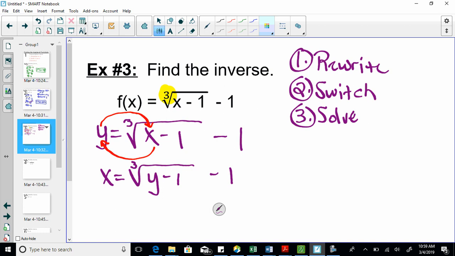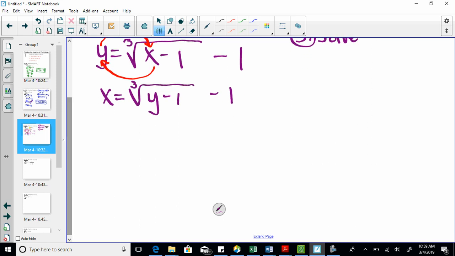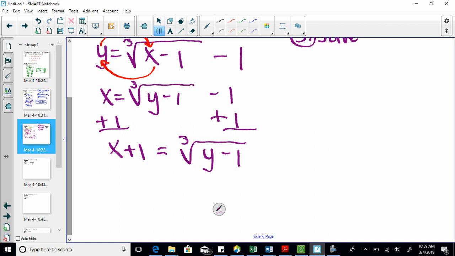And now the last step, number 3, we solve for y. So to solve for y, the first thing I do is move the 1. So we have to add 1 to both sides. Once I do that, I have x plus 1 equals the cube root of y minus 1.